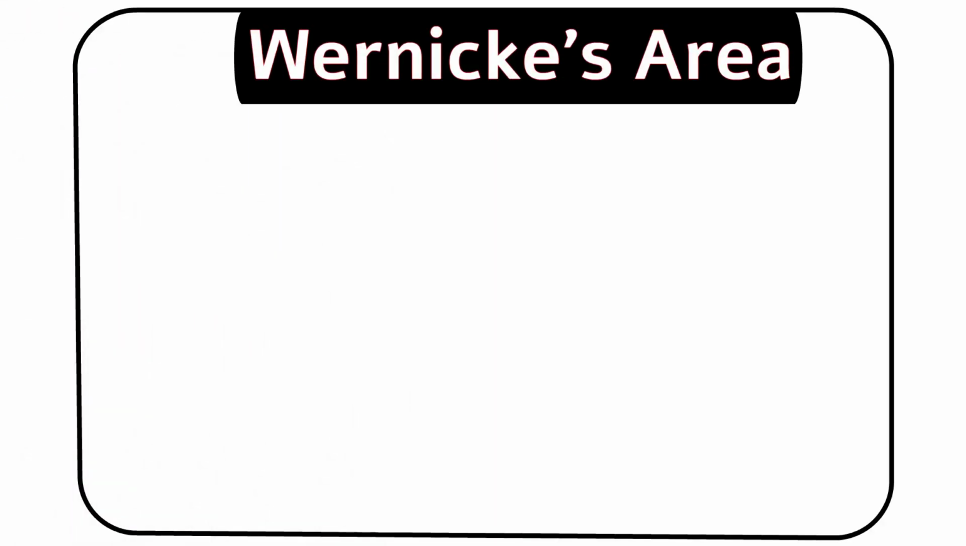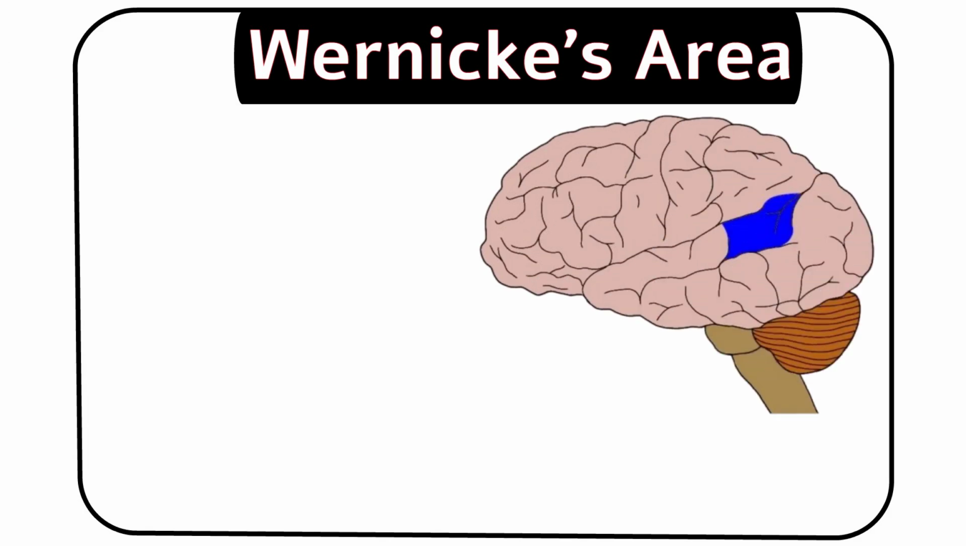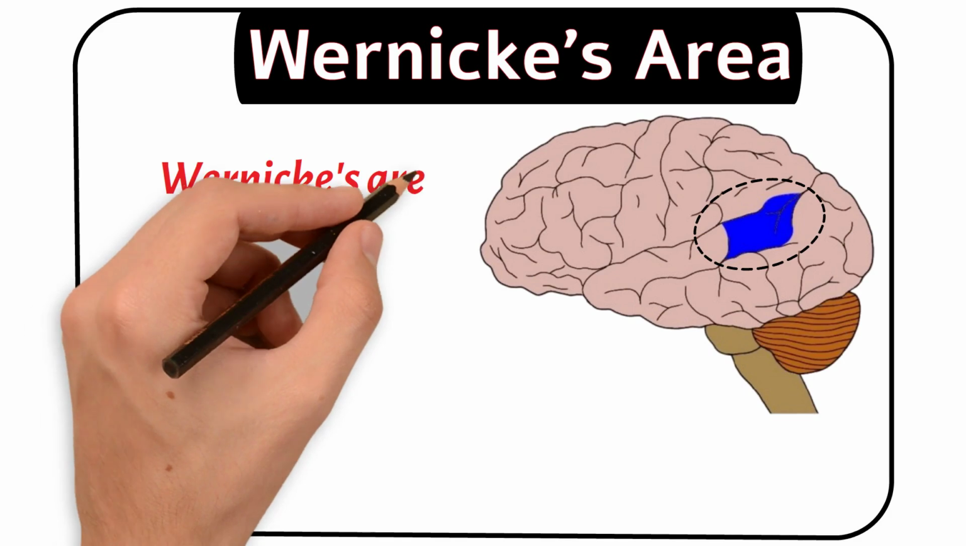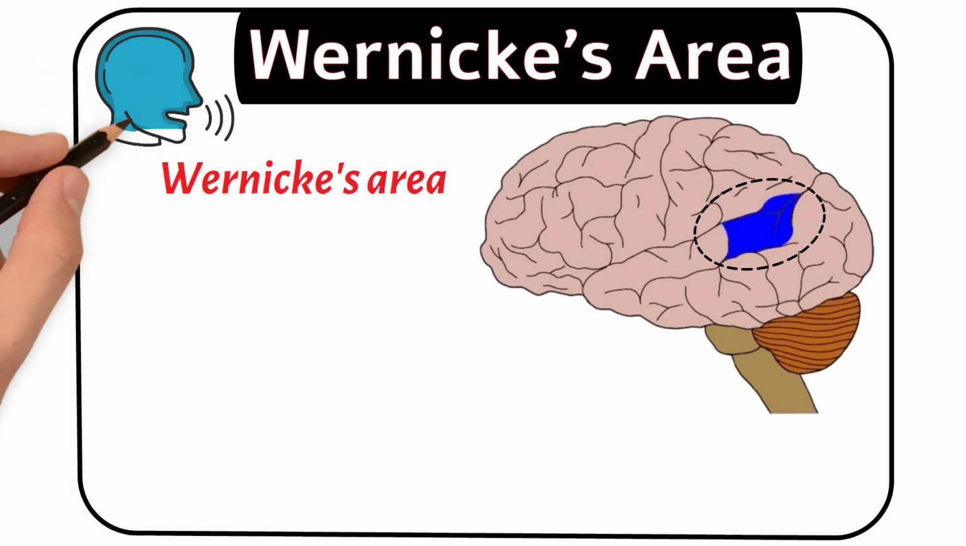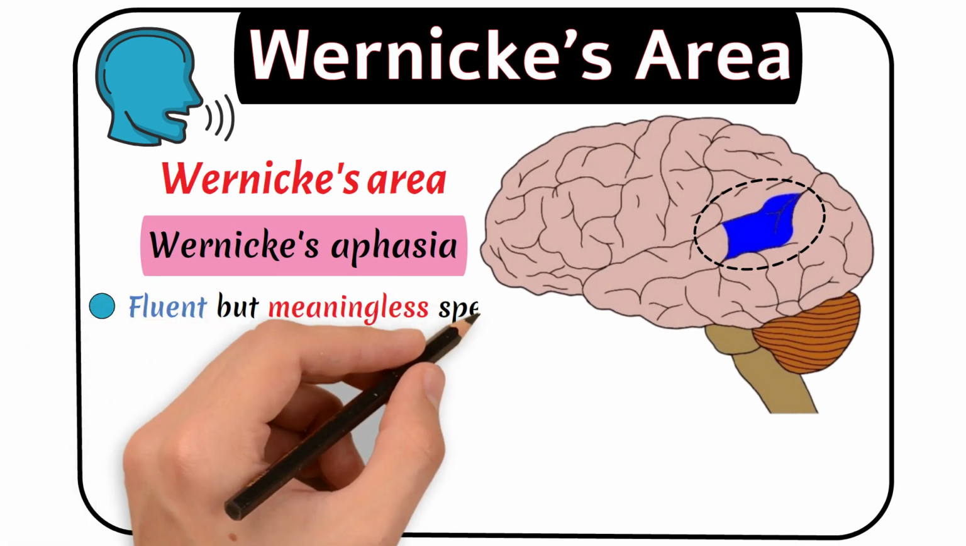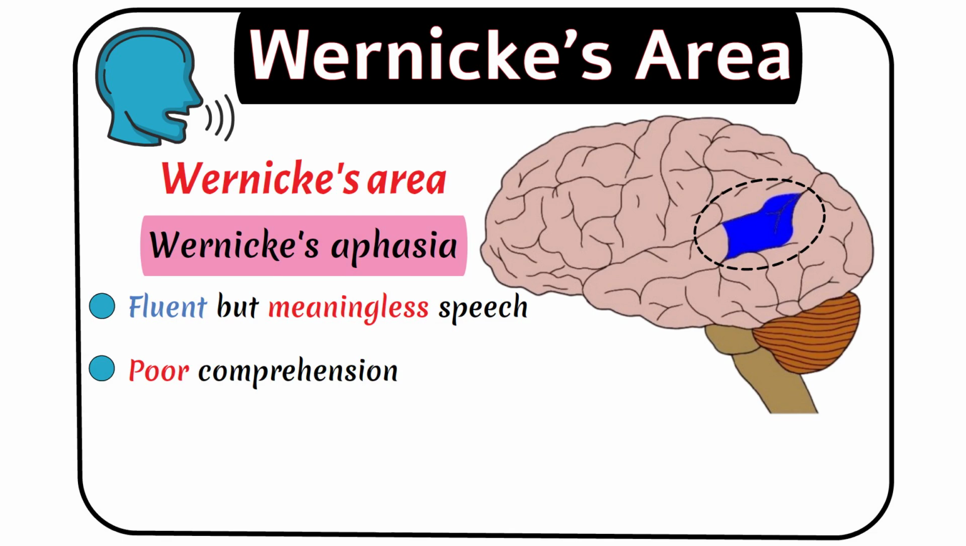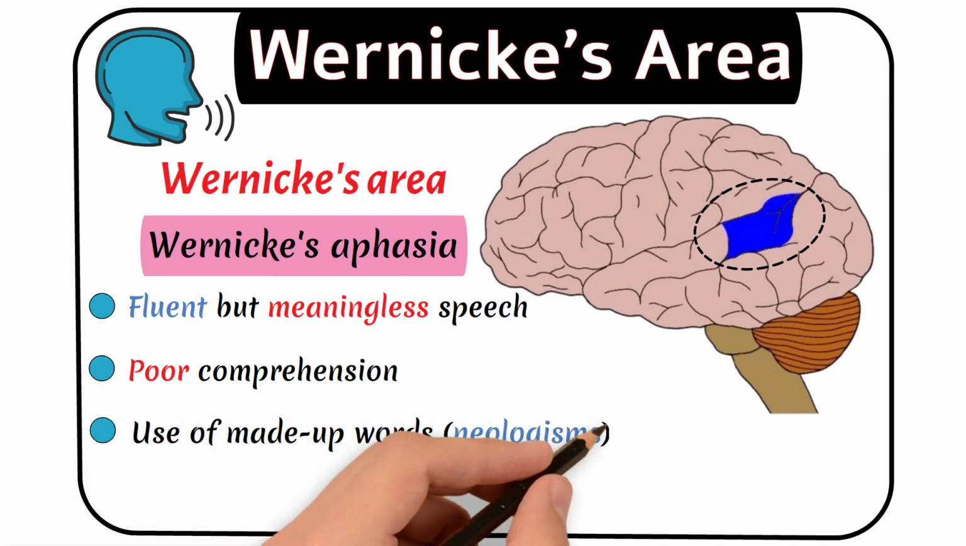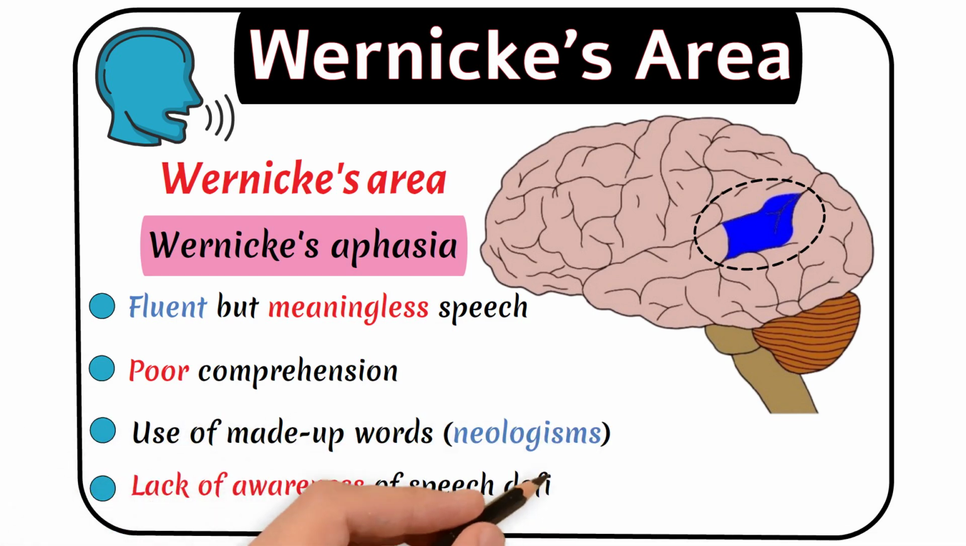Wernicke's area. Located in the temporal lobe, usually in the left hemisphere, Wernicke's area is primarily responsible for language comprehension. Damage to this area results in Wernicke's aphasia, characterized by fluent but meaningless speech, poor comprehension, use of made-up words, neologisms, and lack of awareness of speech deficits.